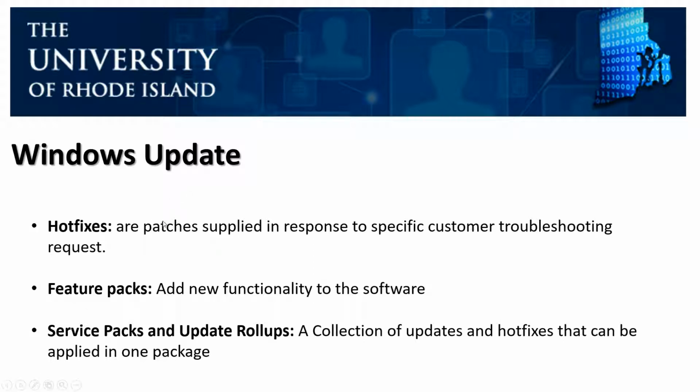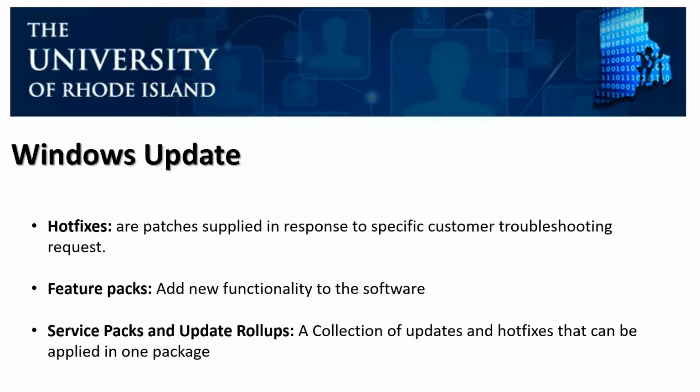You have hot fixes, which are essentially patches supplied in response to specific customer troubleshooting requests. So usually, customers have issues that might not have come up. So Microsoft will sometimes release hot fixes, and usually perform additional testing. Once they ensure that these are common issues that customers are experiencing, they will make these hot fixes available to the public. So those are known as public release updates.